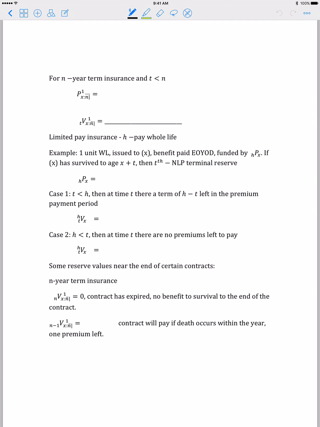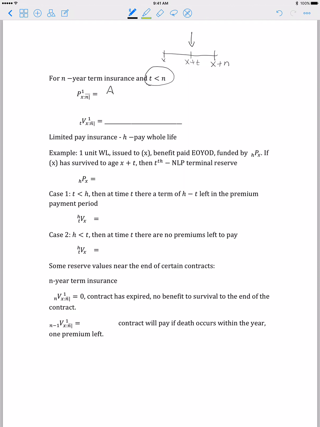Okay, let's take another example. Let's look at n-year term insurance. If the policy is still in force and I have survived to age x plus t, and the policy is going to mature n years after issue, I'm right here. I'm still during the contract. When the contract expires, there is no liability, so obviously we want to have t less than n.